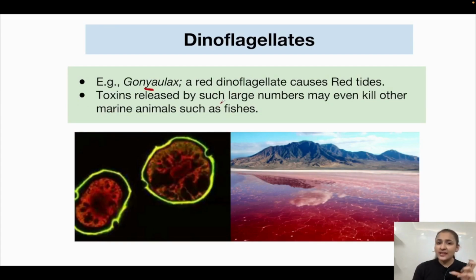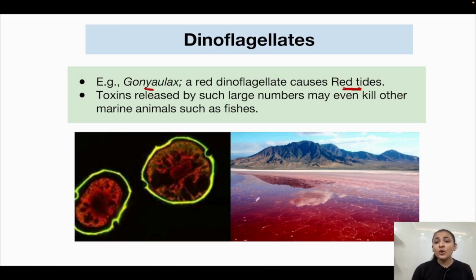Because it has a red colored pigment present in its cell, they appear red in color. That is why they are known as red dinoflagellates, and they cause red tides. You can see in this picture a number of Gonyaulax are growing here. They multiplied a lot, and they made this water body appear red in color.